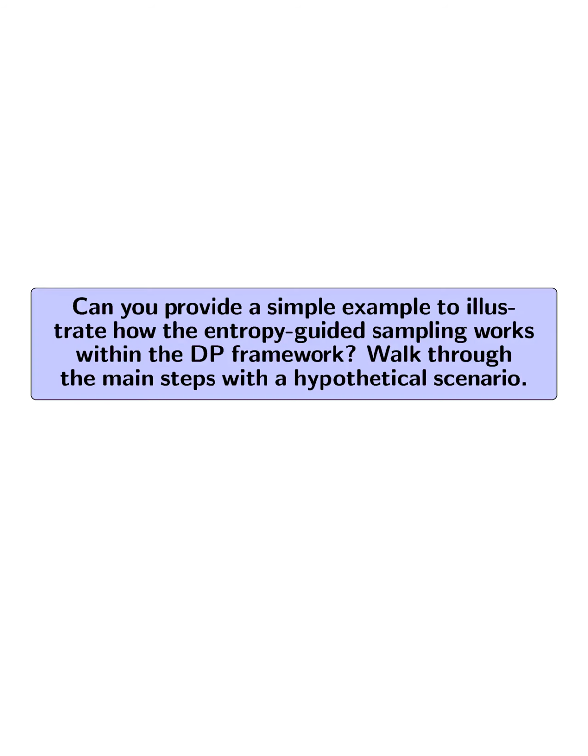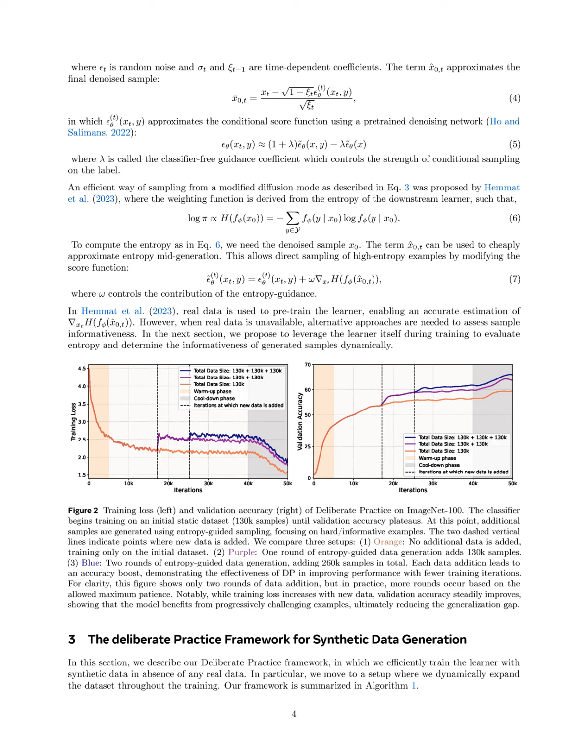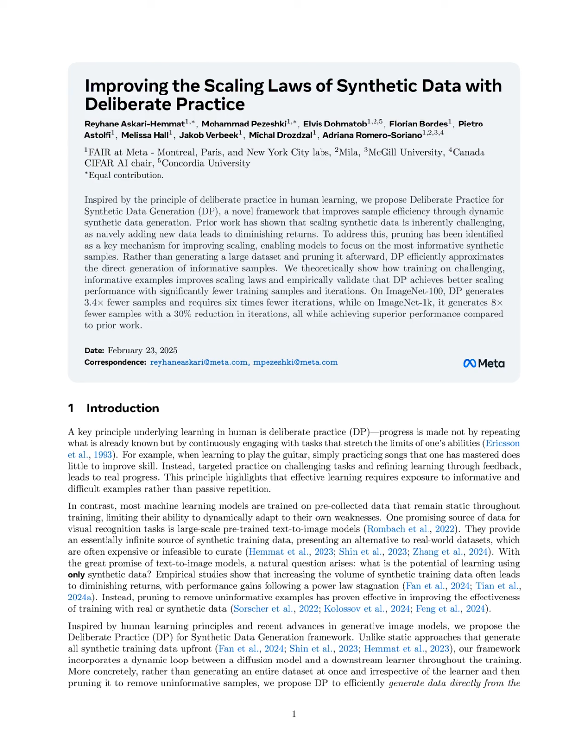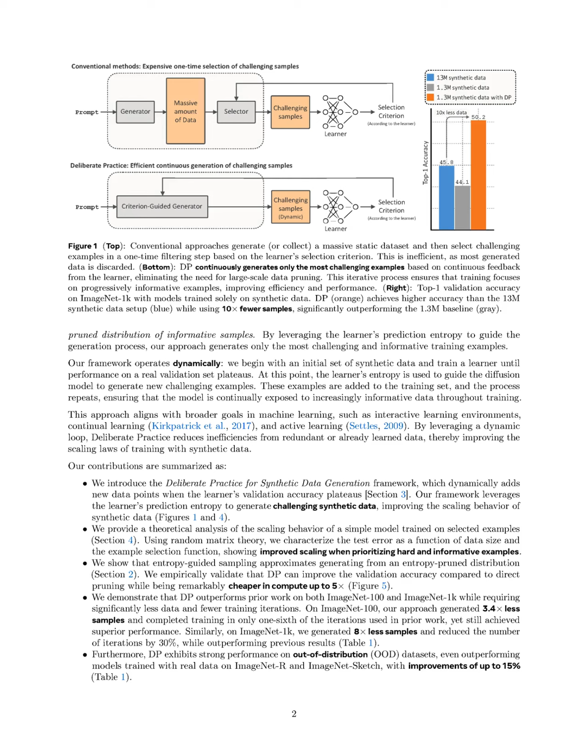Can you provide a simple example to illustrate how the entropy-guided sampling works within the DP framework? Walk through the main steps with a hypothetical scenario. In the deliberate practice DP framework, entropy-guided sampling operates through a dynamic process that adapts to the learner's performance. For instance, suppose we start with an initial set of synthetic images for a classifier. After training the classifier, we monitor its validation accuracy, and if it plateaus, we assess the learner's prediction entropy to identify which examples are currently challenging.